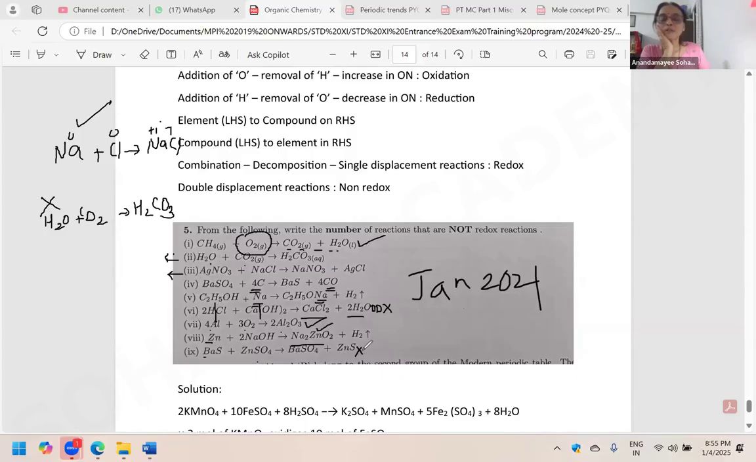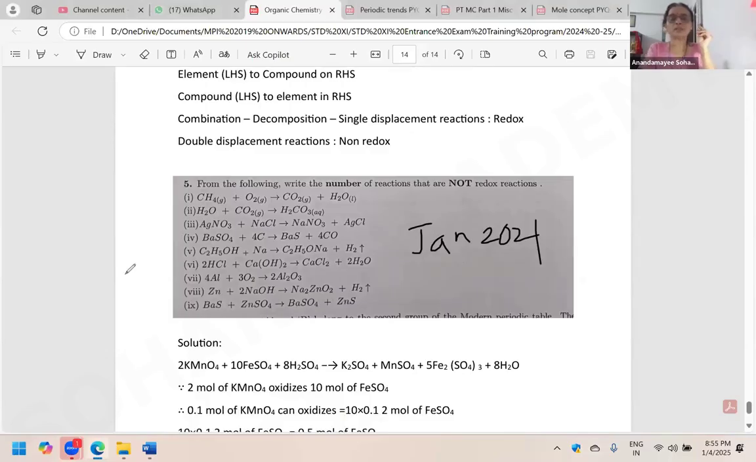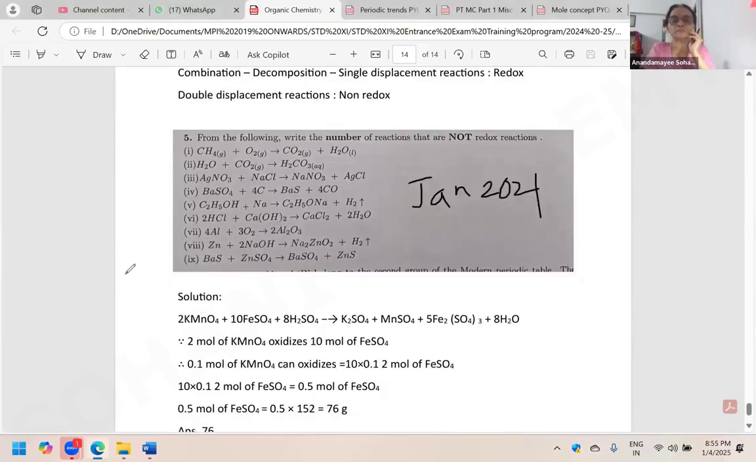Understand this. So this is a very easy way of identifying redox and non-redox reactions. Have you understood? That if you find an element on one side and a compound on the other side of that element, then it is a redox reaction. And there could be very rare cases where there is a compound forming a compound and a change of this kind. But let us first understand this basic thing.